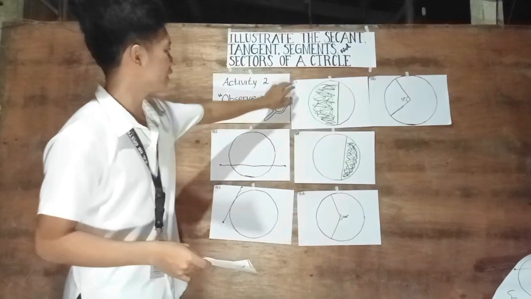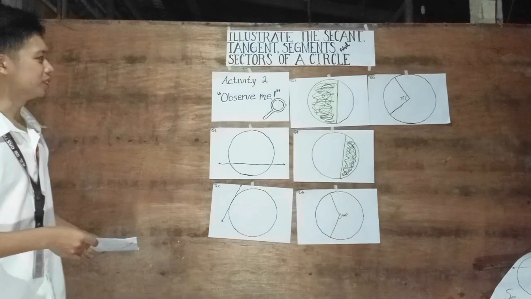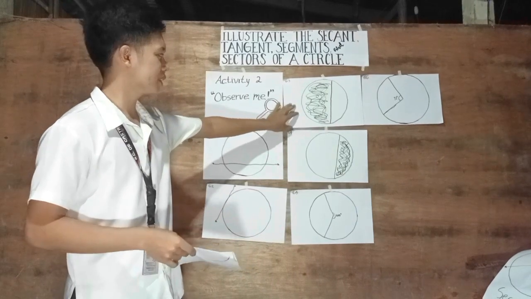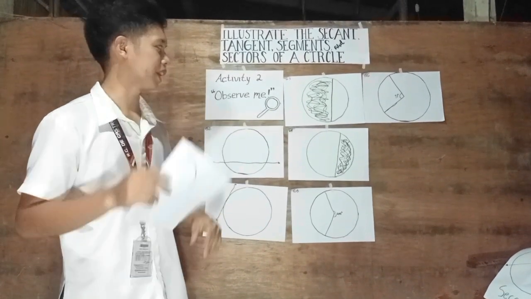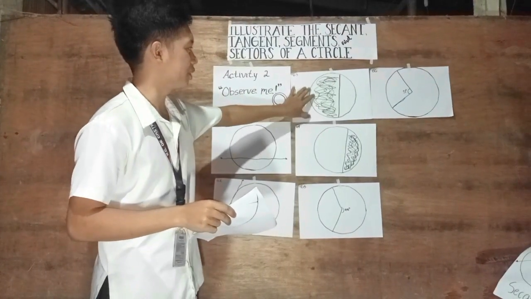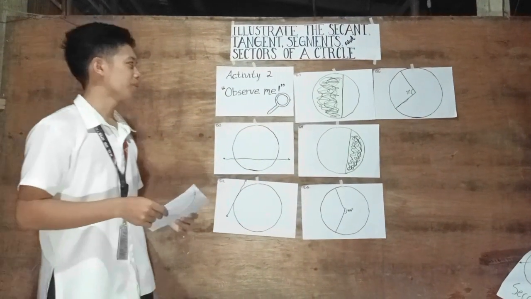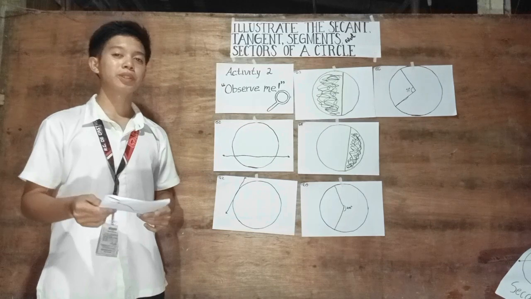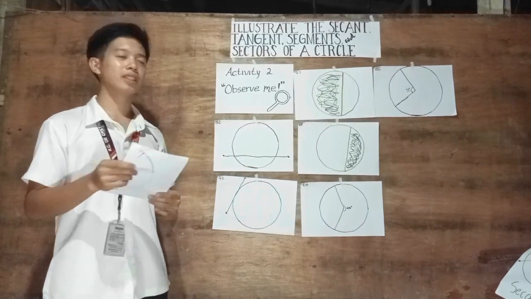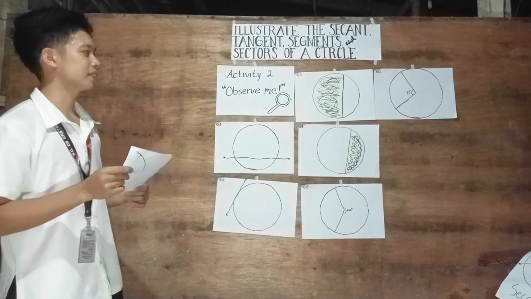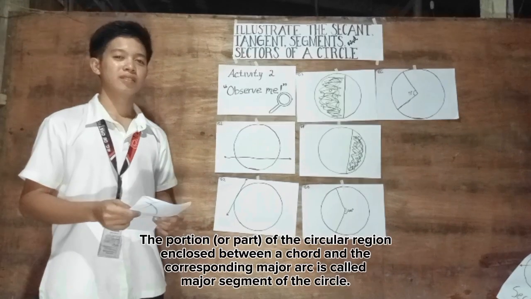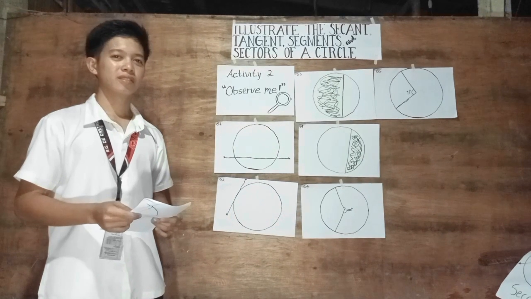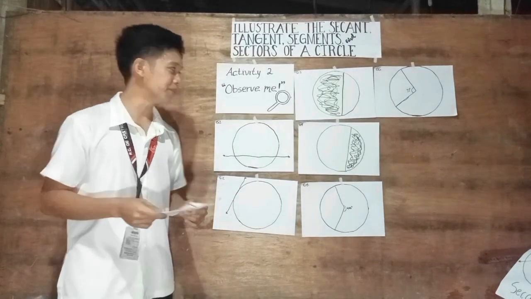So, for group number 3, this is an example of segment of a circle, of which we have two types, which is the major and minor. This is an example of major segment of a circle. For group number 3, Mr. Rodriguez, based on your group observation, how will you define major segment of a circle? The portion or part of the circular region enclosed between a chord and the corresponding major arc is called the major segment of the circle. Okay, good observation.